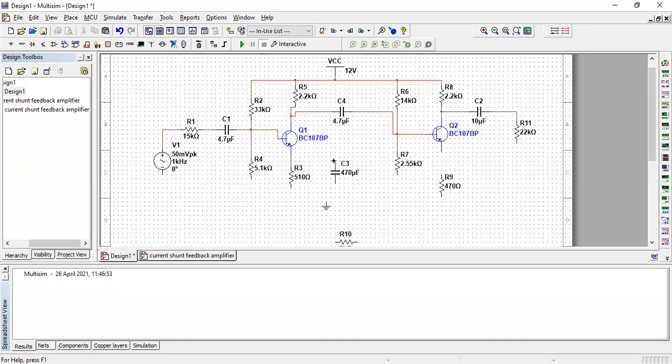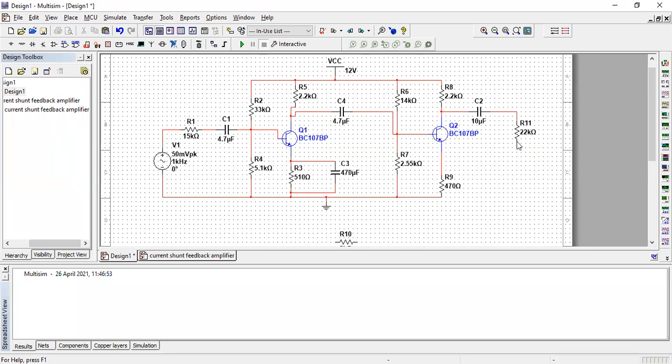And now I have to connect the emitter bypass capacitance, and all the other ends are connected to ground. So I should connect it to ground. This one is connected to what? This one. And this one is also connected to ground. This resistor is connected to emitter, and this is also connected to this one.